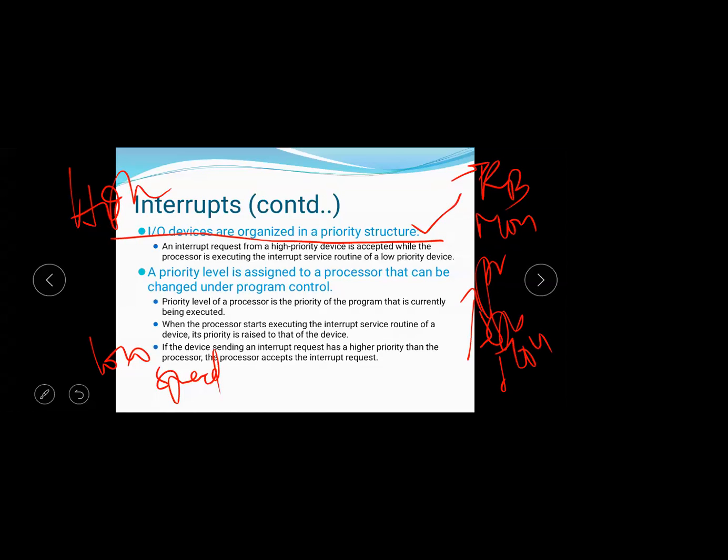A priority level assigned to a processor can be changed under program control. Generally, the priority levels can also be changed by the processor according to program control if required. Okay, we have to give the priority levels.